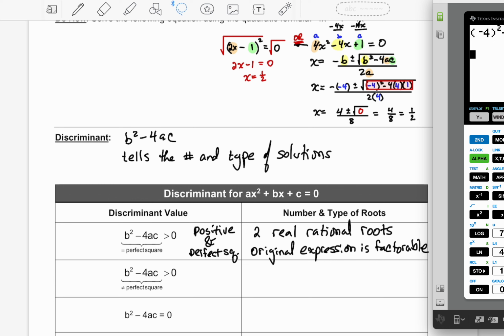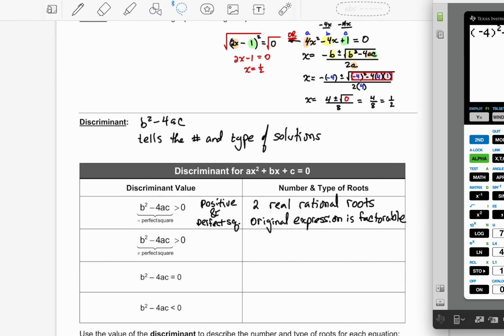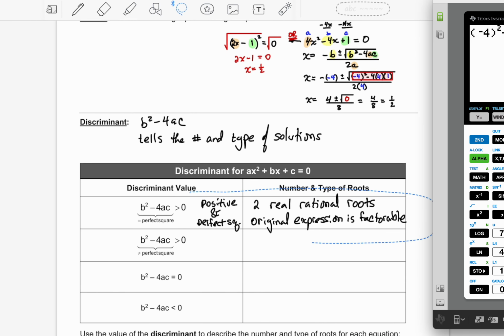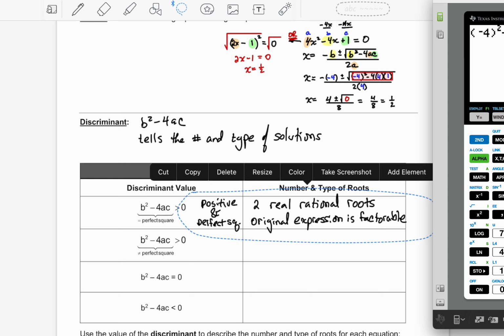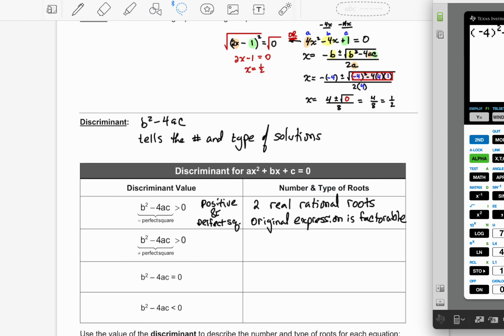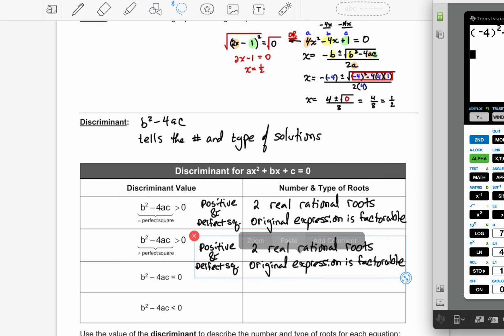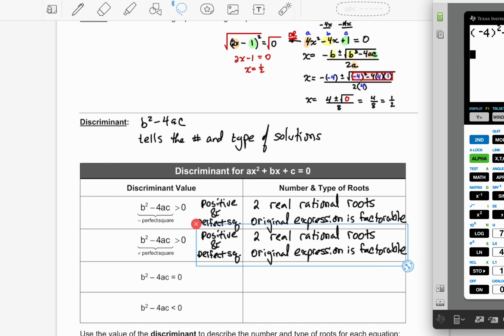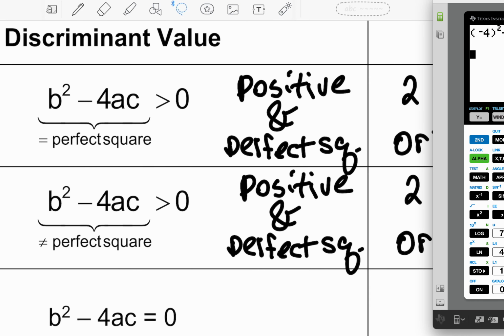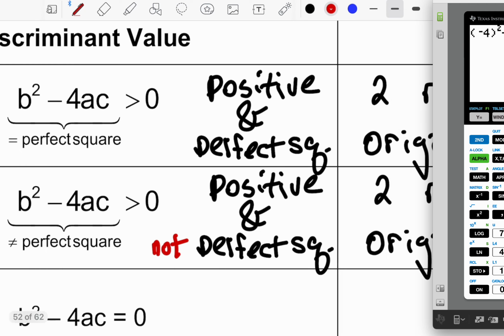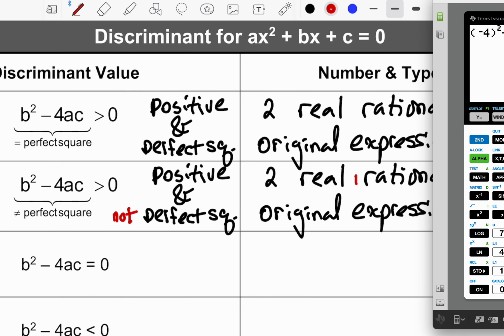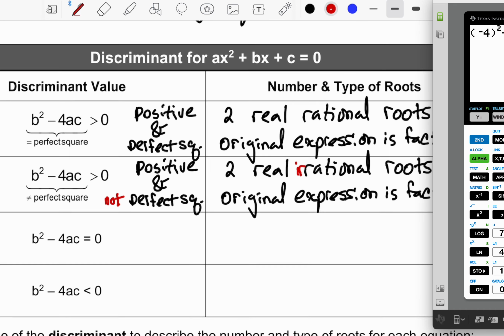Now, the second one is positive and not a perfect square. So I'm just doing a little copy-paste job here. Make some changes. So positive and not a perfect square. It would be two real irrational roots. And the original expression is not factorable.